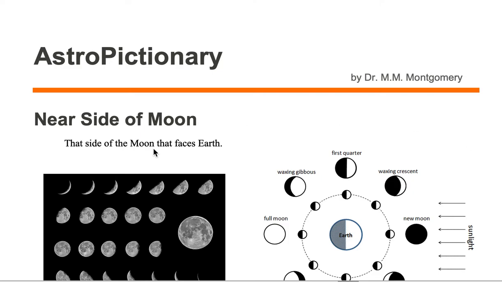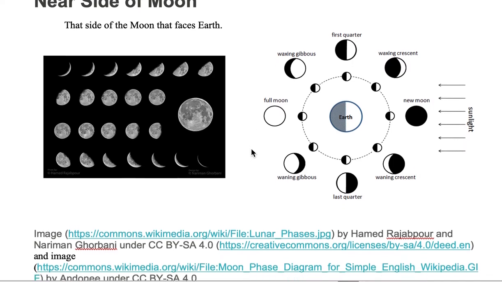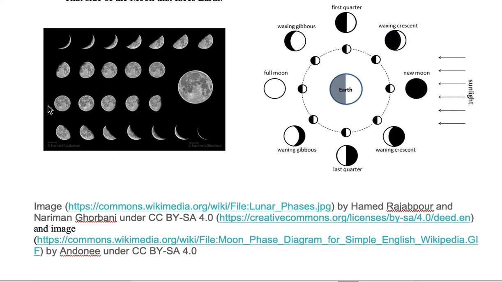The near side of the moon is that side of the moon that faces the Earth. Here on the left-hand side, we see phases of the moon. In each one of these images, we are looking at the near side of the moon. It's the side of the moon that always faces the Earth, but not always will all of the near side be lit up, such as in the full moon phase.